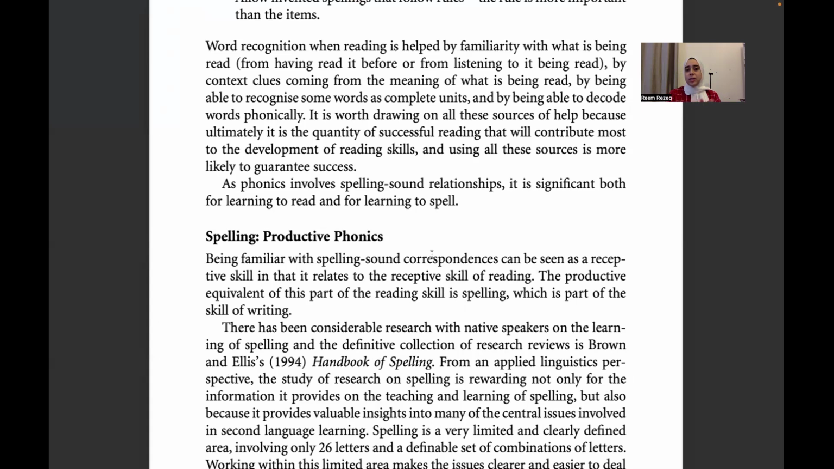Okay, in this regard, we have decoding. The whole focus is on the phoneme, how phonetically you are going to sound these words correctly, because in reading he must pronounce in a correct way.